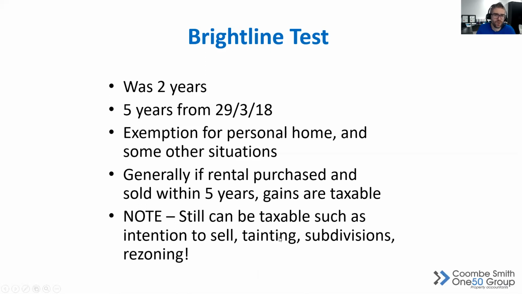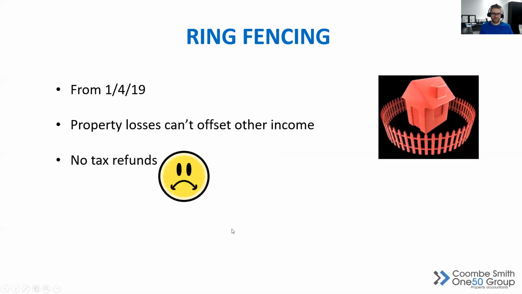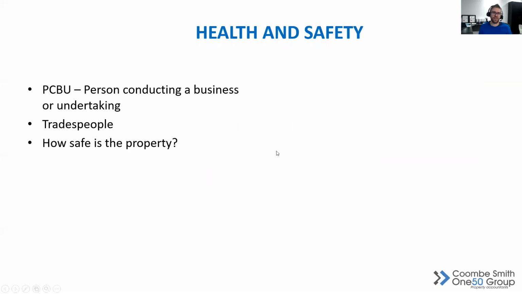Also be very careful that Brightline is only one way you can get taxed. There's heaps of other ways, like if your intention was to sell it, if you're tainted by developments, subdivisions, rezoning, and builders' rules are worse still. So make sure you get advice if you're selling, and it's not just the Brightline. Ring fencing, like I mentioned before, came in from the 1st of April 2019, and it basically means a property loss can't offset your personal income and you don't get a tax refund. You can offset 2 properties, so if one's making a profit and one's making a loss, but just make sure your structure enables it.